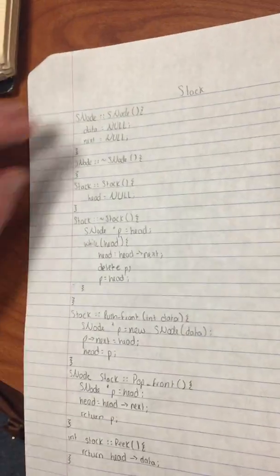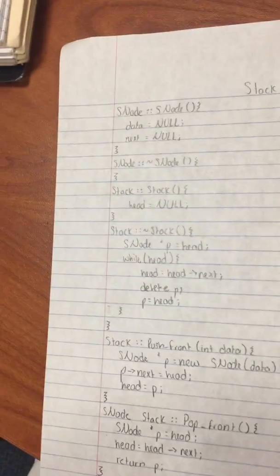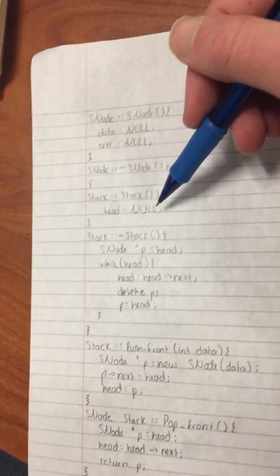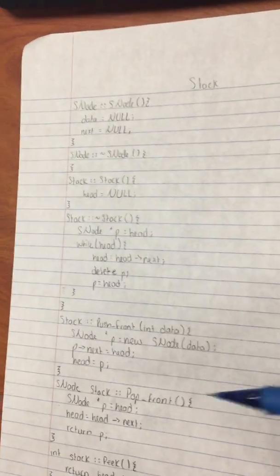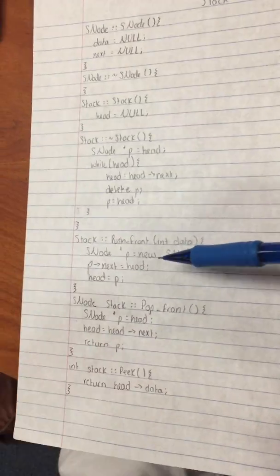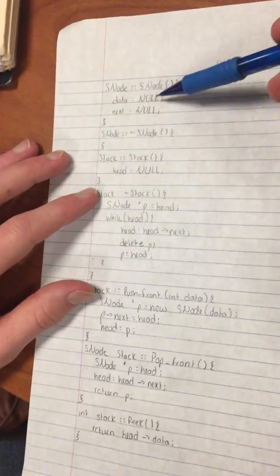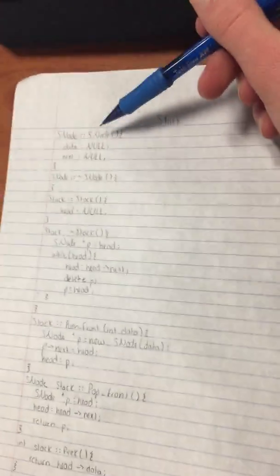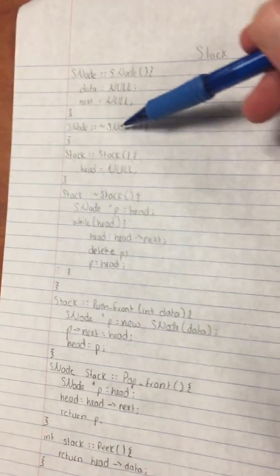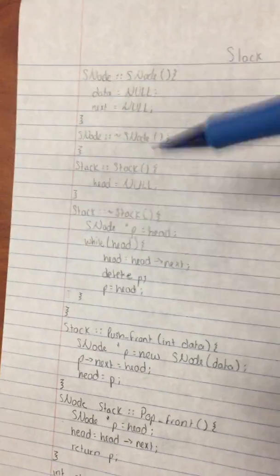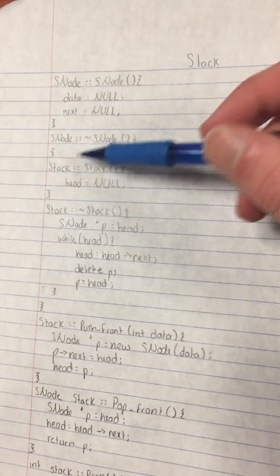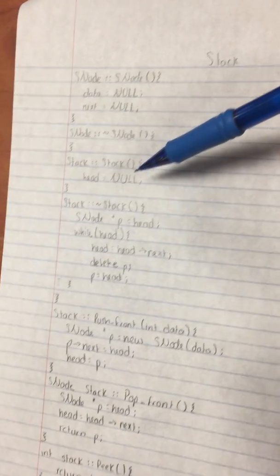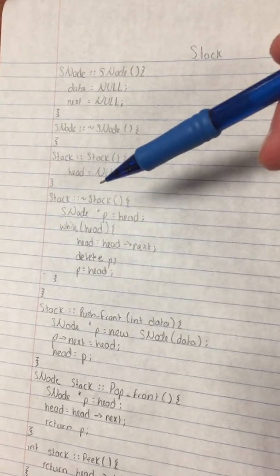Moving on to the stack, essentially all the same stuff, except it doesn't have a tail, and also it's going to be push front instead of push back. So this is all the same here, just data equals null, next equals null for the default constructor. The S node, same thing for the destructor. And so the default constructor for the stack is just going to be head equals null, as we don't need a tail because we don't need to access the last element.